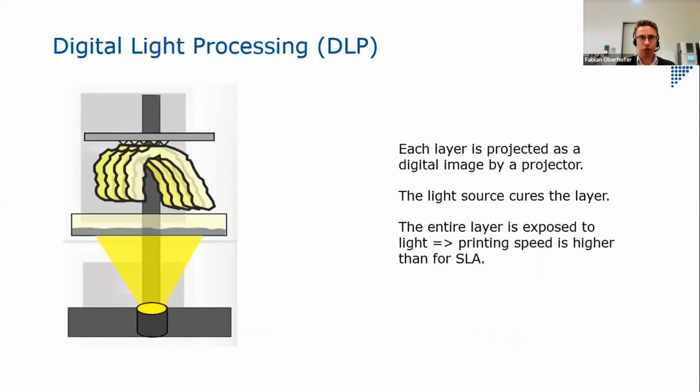The technology which we use in our printers is digital light processing, short DLP. In this, each layer is projected as a whole image, a digital image, by a projector. So by this light, the layer gets cured. There are other technologies, for example the SLA technology, where a laser point goes to every point of this layer which needs to be cured. Of course, this is slower, and projecting the whole layer at once is a lot faster.